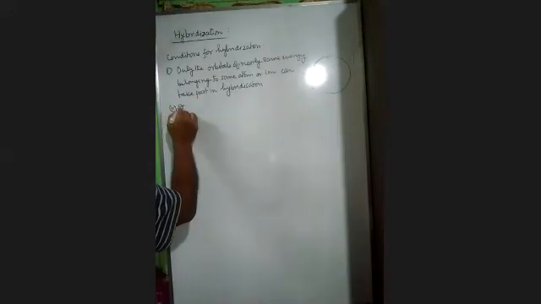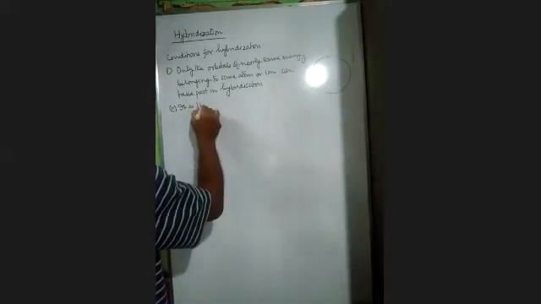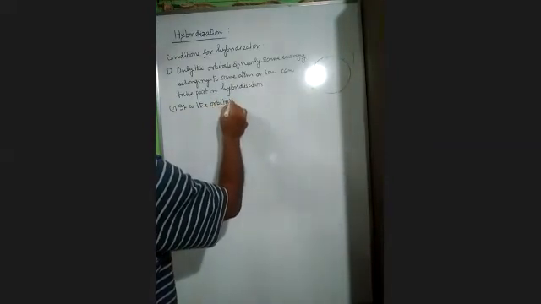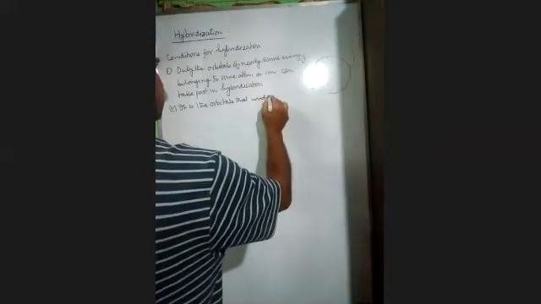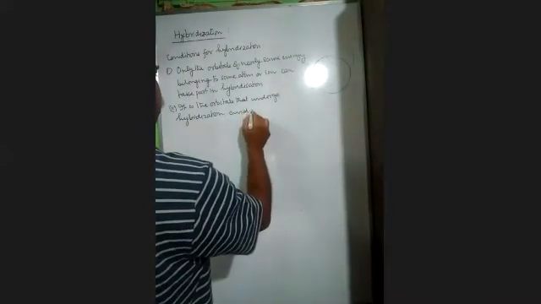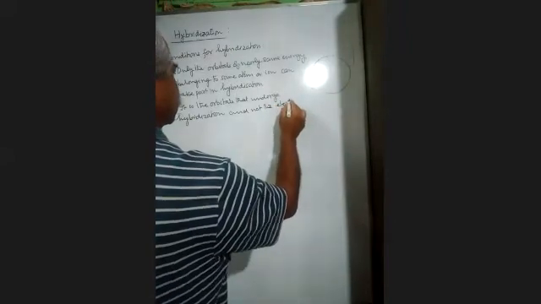Second, it is the orbitals that undergo hybridization and not the electrons. What is the meaning of this? Suppose you want to rearrange the chairs in your drawing room. In that case, you move the chair, but you don't move the person. After you arrange, the persons come and sit. Not the electrons.